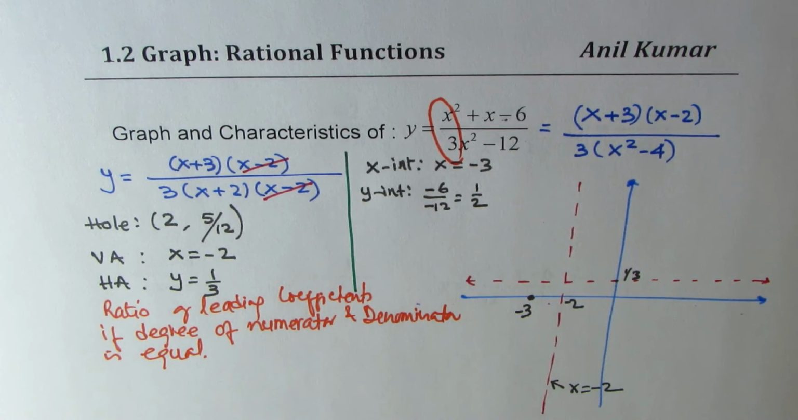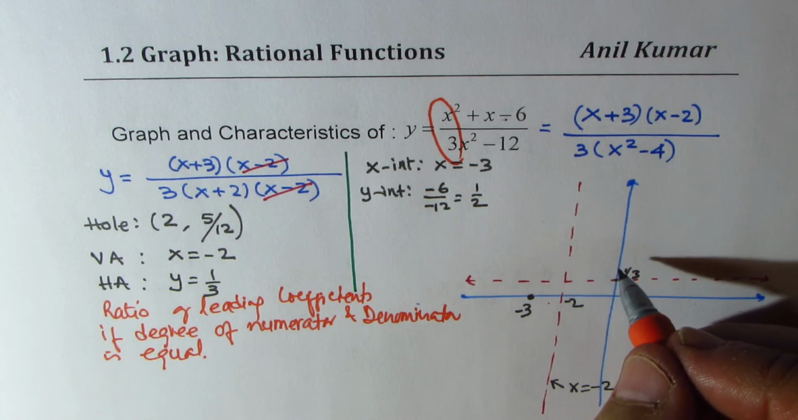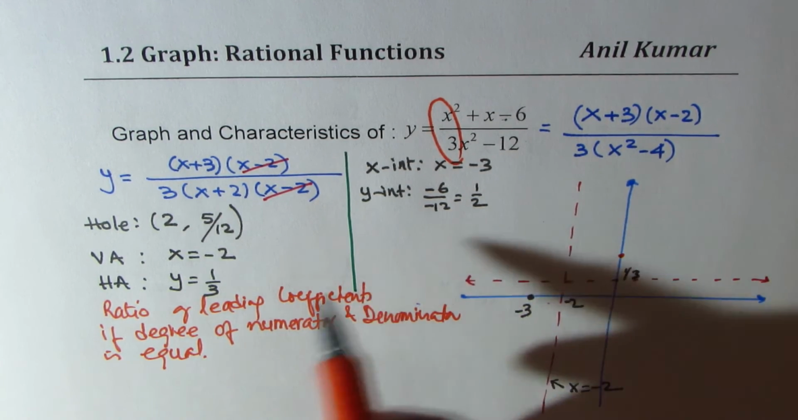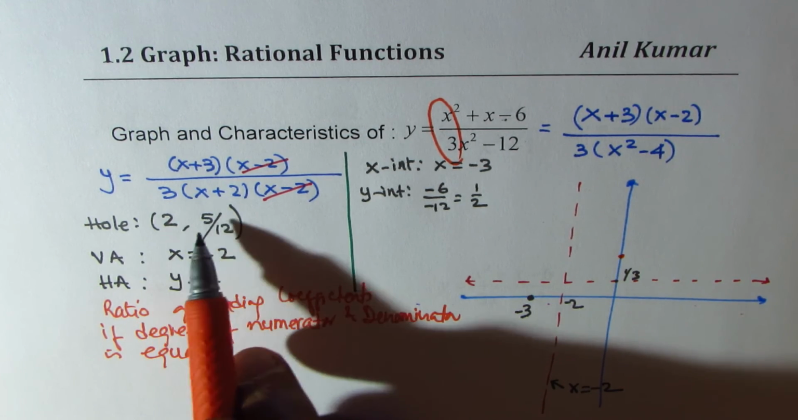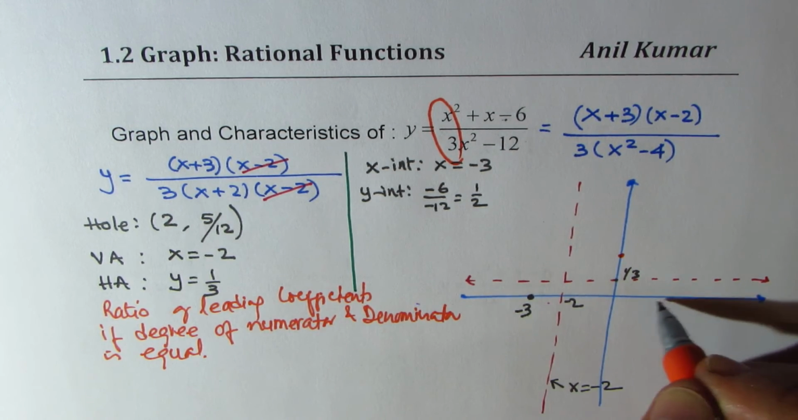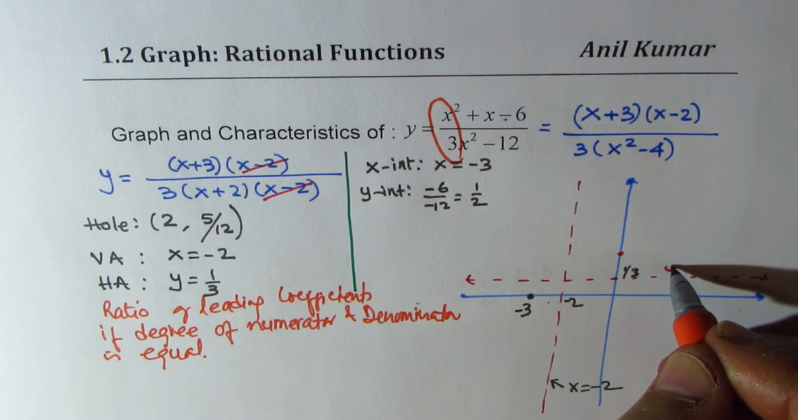So we could have these points here. The y-intercept is, let's say, here. And the hole is at 2, 5 over 12. So somewhere here, above the line. Okay.